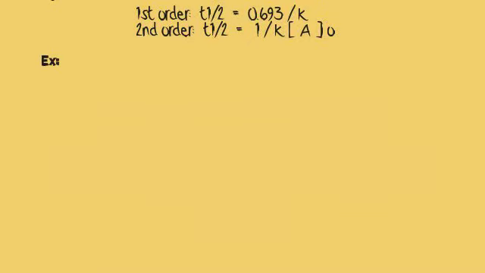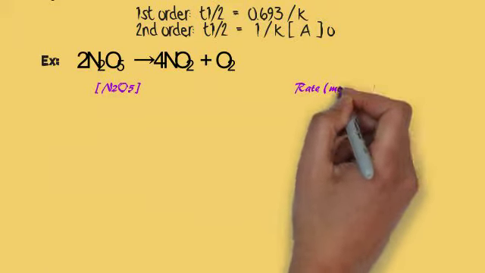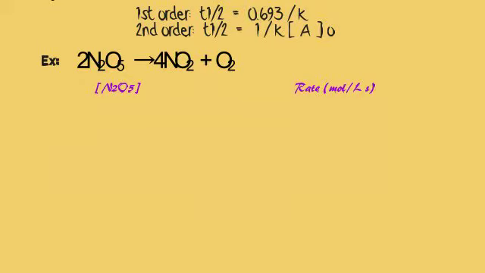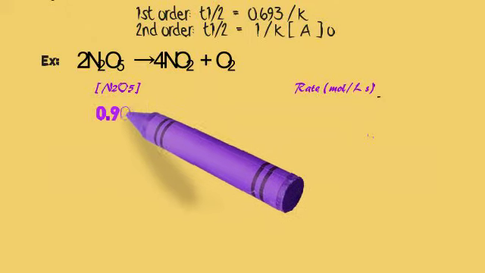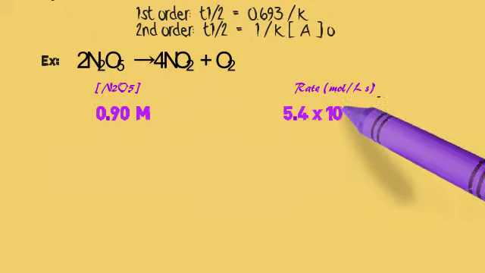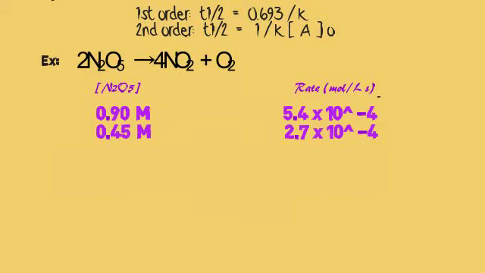So let's look at a brief example. 2N2O5 yields 4NO2 plus O2. I'm going to give you the concentration of the reactant, that's A, compared to the rate, in moles per liter second. So for the first trial, you can see the numbers, and there's the numbers for the second trial. At the half-life, what do you notice about the rate? Take a look at the half-life.